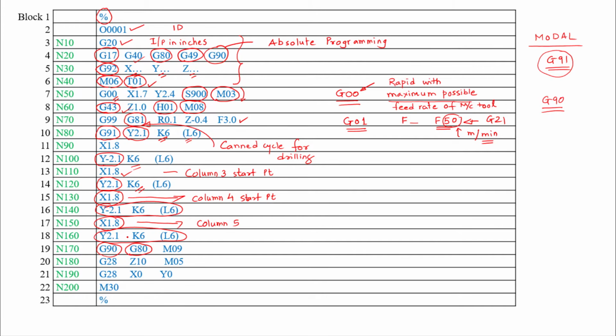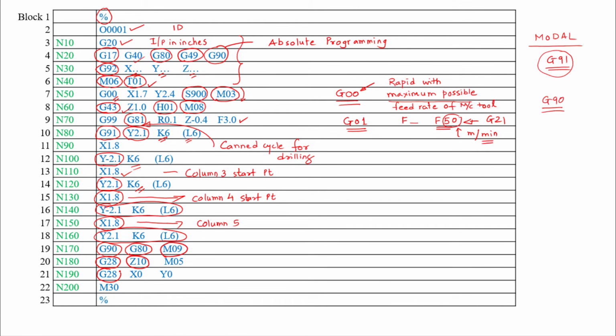So here we are using the CAN cycle G81, that will be cancelled, that is G80, and we are making the coolant off. So here the coolant off would be done by using M09. Afterwards, we are asking the controller to take the tool to its home position by using the preparatory code G28, and it will travel through a certain point.